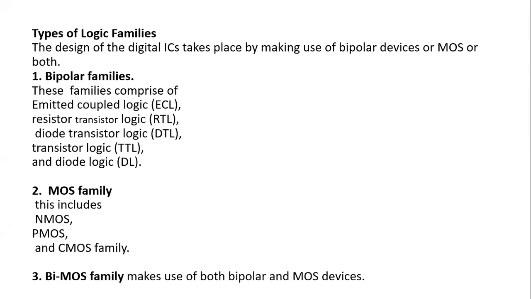Next comes another way of making these ICs, with the help of MOSFET. We know what is MOSFET. It's metal oxide semiconductor field effect transistor. For MOSFET, if the basic substrate is an N-type semiconductor, we call it NMOS. When the substrate is a P-type semiconductor, we call it PMOS. When we are using both N and P together, we call it complementary MOSFET, so CMOS. Then the third one is when we are combining both bipolar and MOSFET together to make an IC, we call it BiMOS.